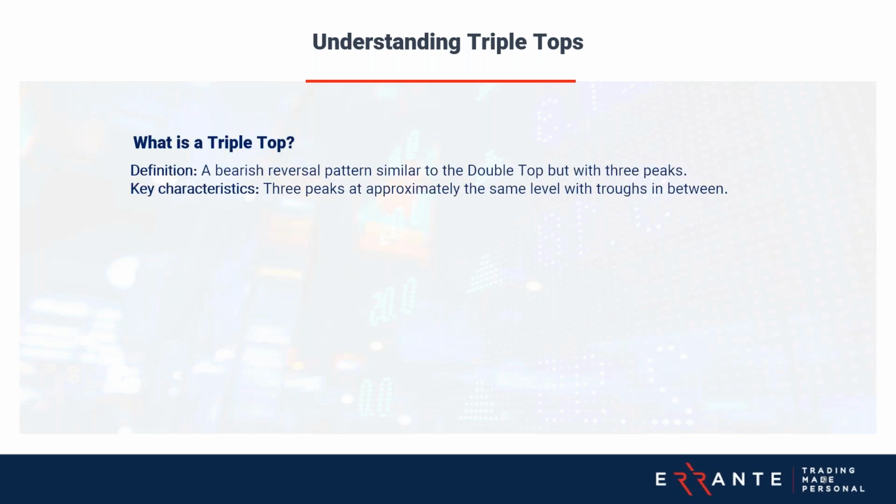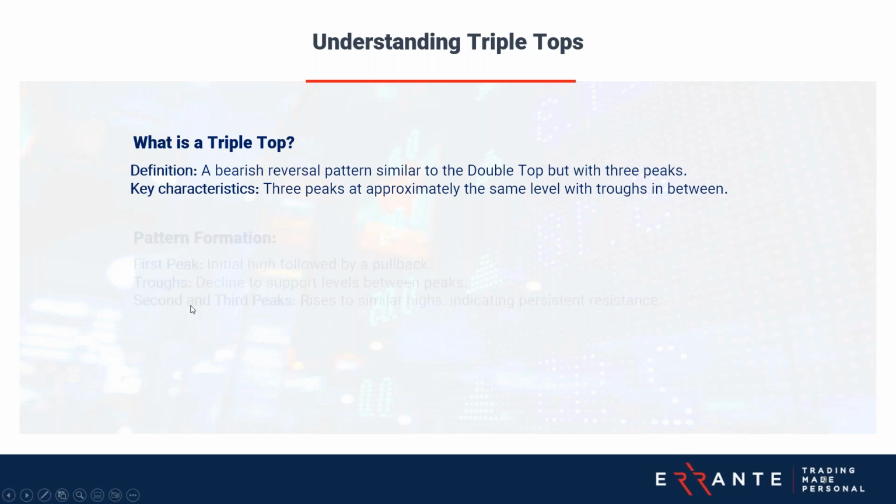A triple top is a bearish reversal pattern, again, that signals a potential trend reversal from bullish to bearish, similar to the double top, but with an extra peak. And this pattern suggests that the market may be losing its upward momentum and is preparing for a downward reversal. The triple top is often seen as a stronger signal than the double top due to the repeated failure of the price to break through a resistance level, demonstrating persistent selling pressure.